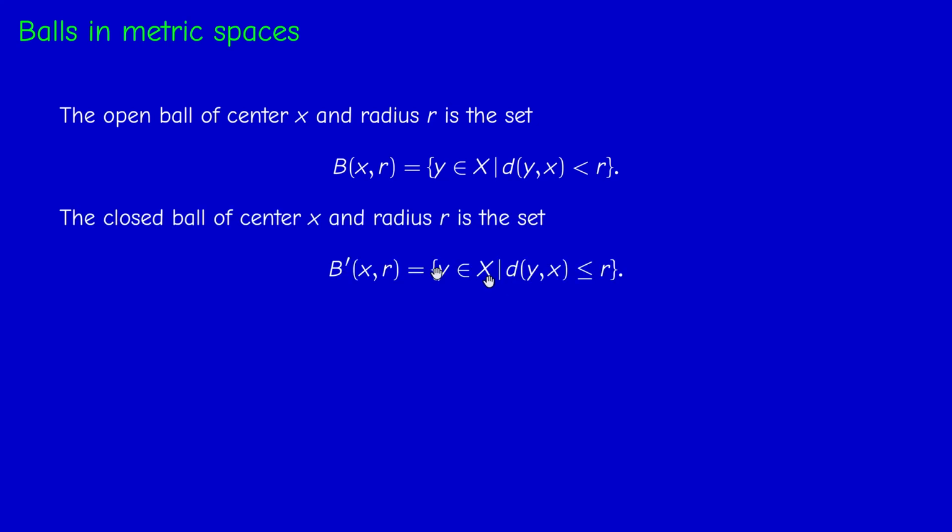And we have the notion of closed ball. So instead of strictly less than the radius, we include the sphere, we include the boundary. I didn't talk about boundaries yet, but the closed ball of center x and radius r is the set of points y whose distance to the center is at most r, so less or equal. So of course the open ball is contained in the closed ball.